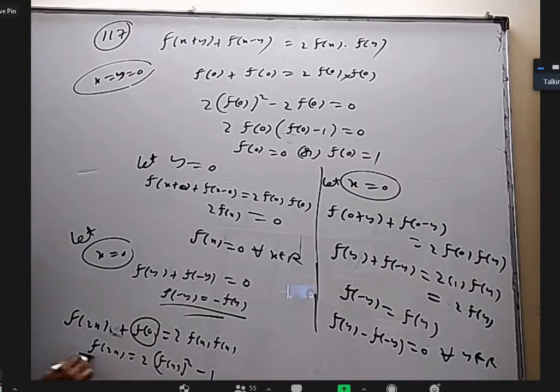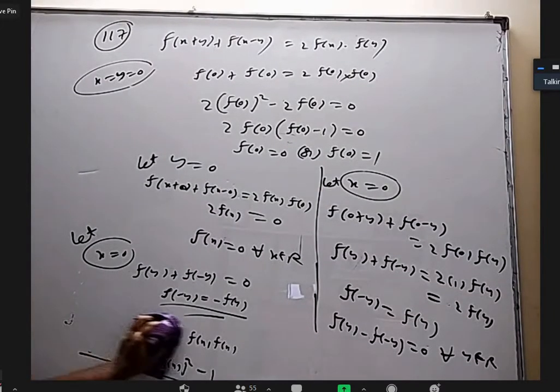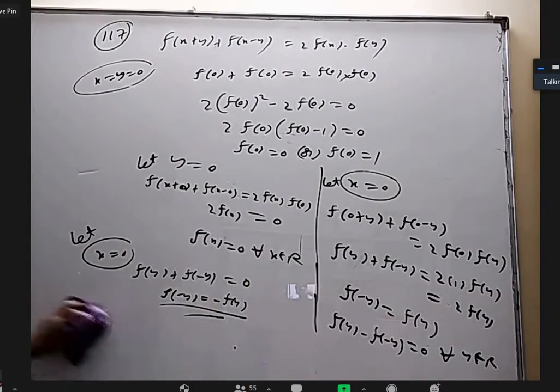Even this gives me an idea that it is cos, because cos 2 theta is 2 cos square theta minus 1. So most probably other than cos x or cos kx, no other function may be satisfying this.